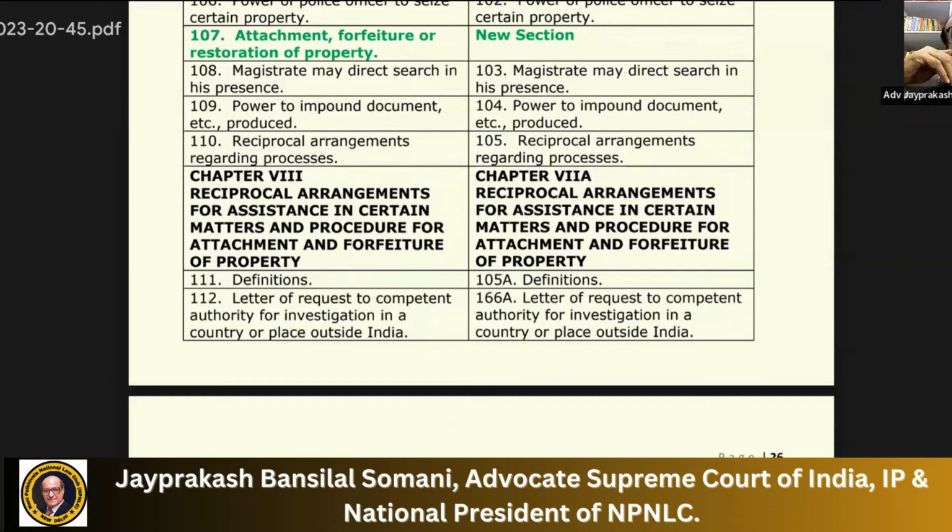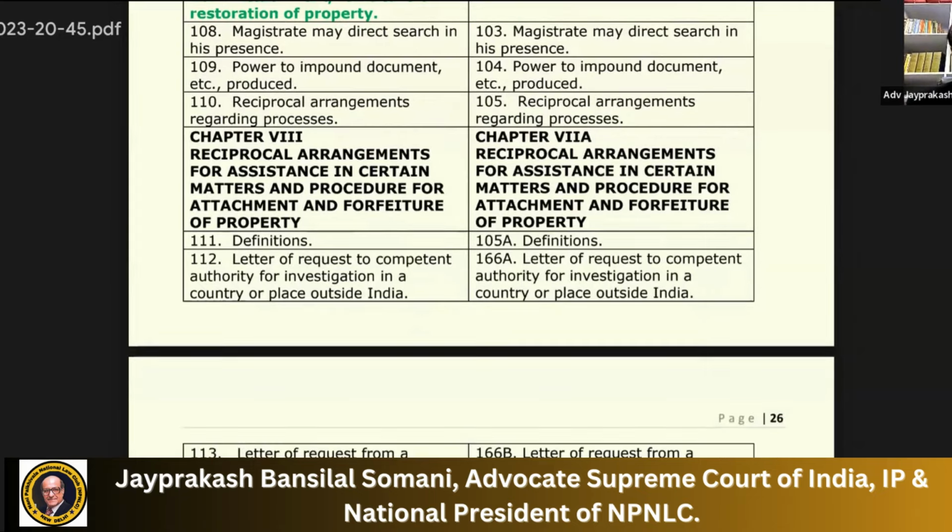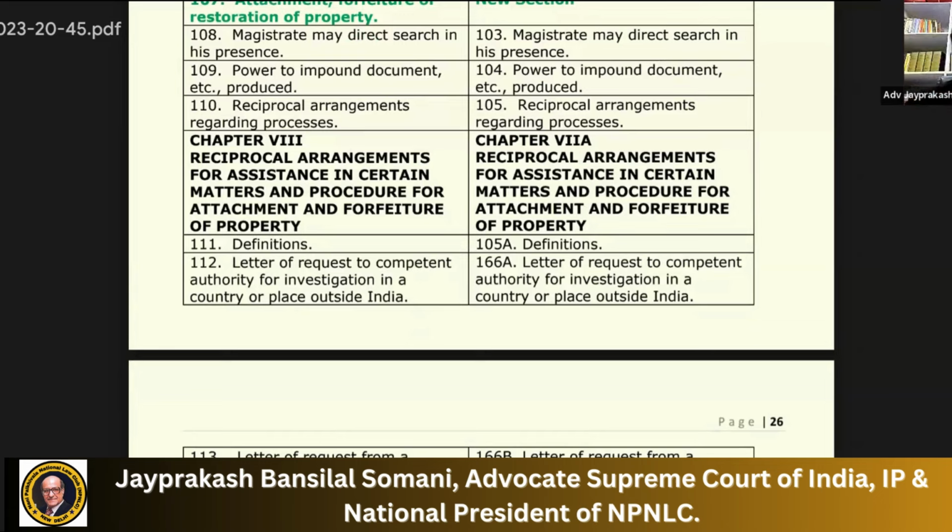BNSS section 110, reciprocal arrangements regarding processes. Its corresponding section was in CrPC 105. Now, friends, here is a chapter change. Chapter 8 of BNSS, if you compare to CrPC, in CrPC the chapter was chapter 7A, but now in BNSS it is chapter 8. Reciprocal arrangements for assistance in certain matters and procedure for attachment and forfeiture of property.